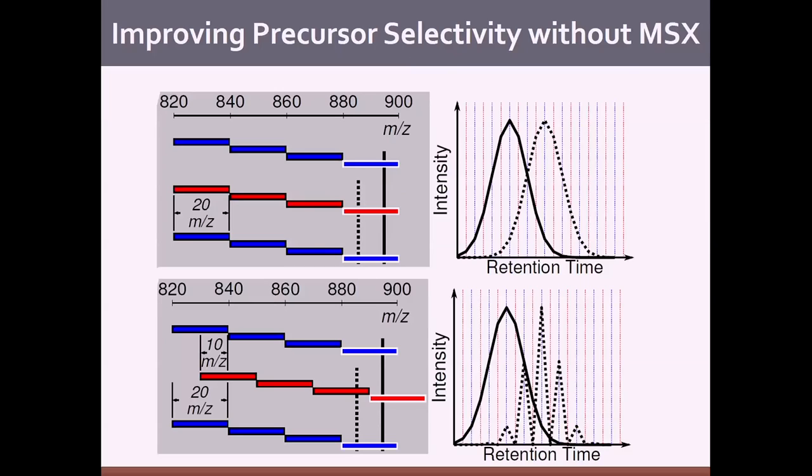However, if you offset your window in alternating scan cycles, the peak that's in the correct half of the isolation window will have a sort of solid trace, while the peak that's in the other half of the window will have this sort of jagged peak profile. And I'll point out that this sampling approach is very similar to how people do super resolution microscopy.